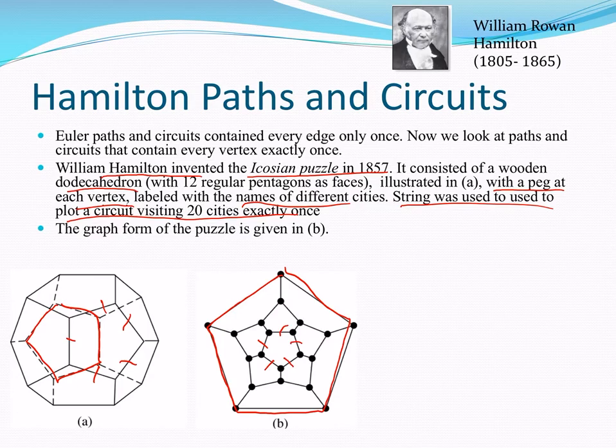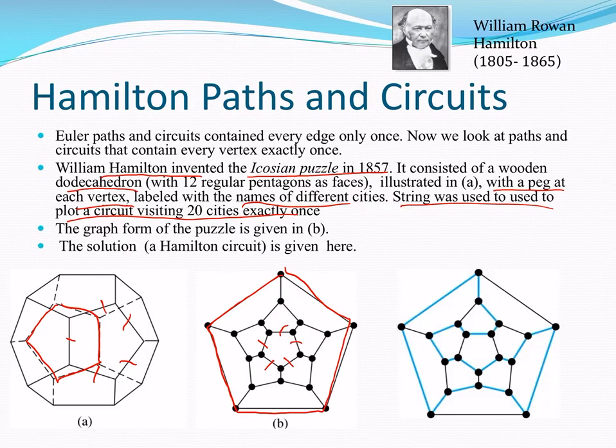And does it have a Hamilton path? It does. And this is one solution. There are several solutions for a Hamilton path on this graph model of the dodecahedron. And you can see that it touches every vertex once and only once, and it returns back to its starting point to make a Hamilton circuit.